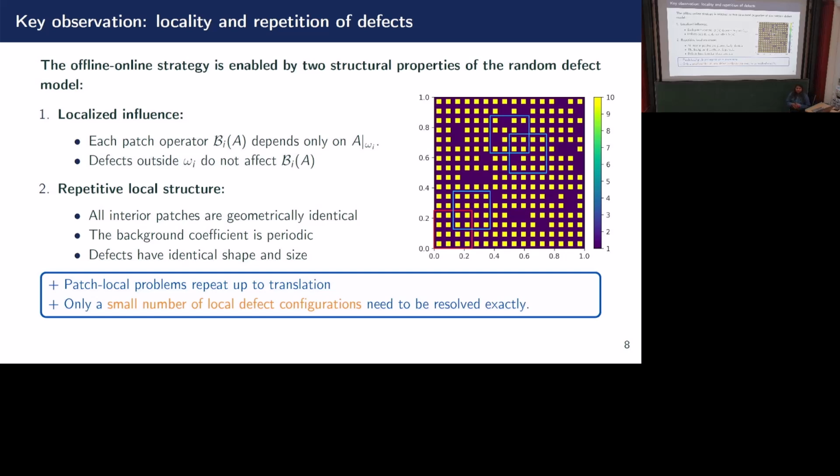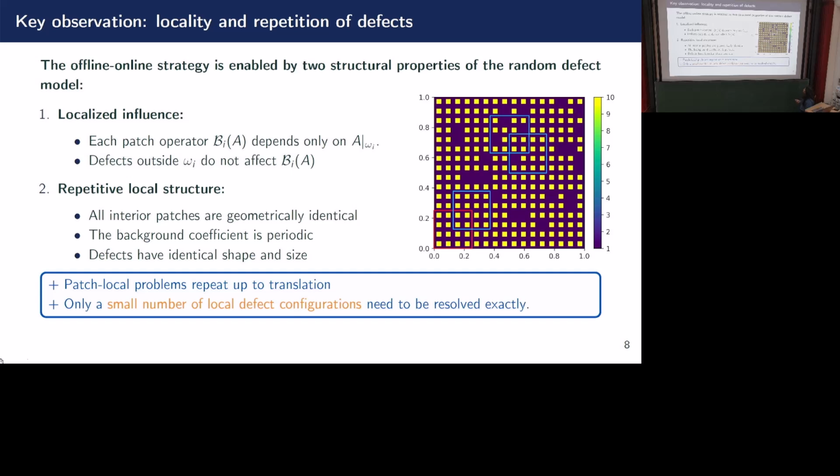This offline-online framework is mainly possible due to its structure, for two main observations. First is the localized structure. Due to our periodicity and also the localized structure of our defects, these local solution operators, Vi, depend only on the coefficient that is localized in this patch. And any other defect outside this patch has no influence on this operator. That is one thing, and the second thing is the repetitive nature. All the patches have a similar structure.